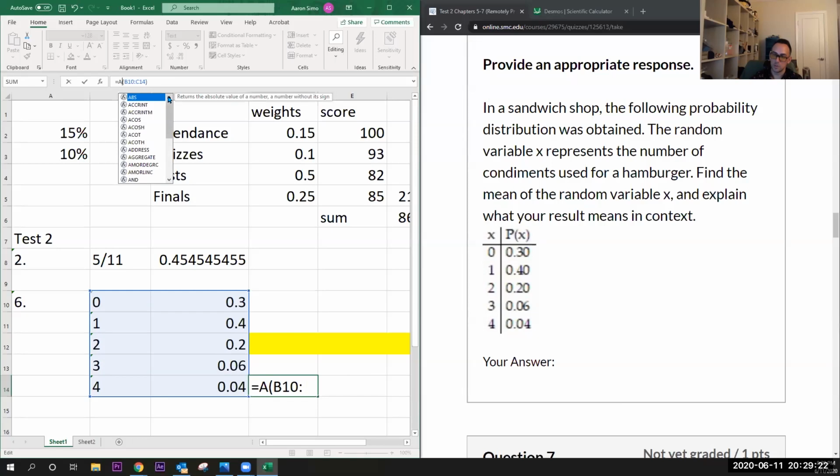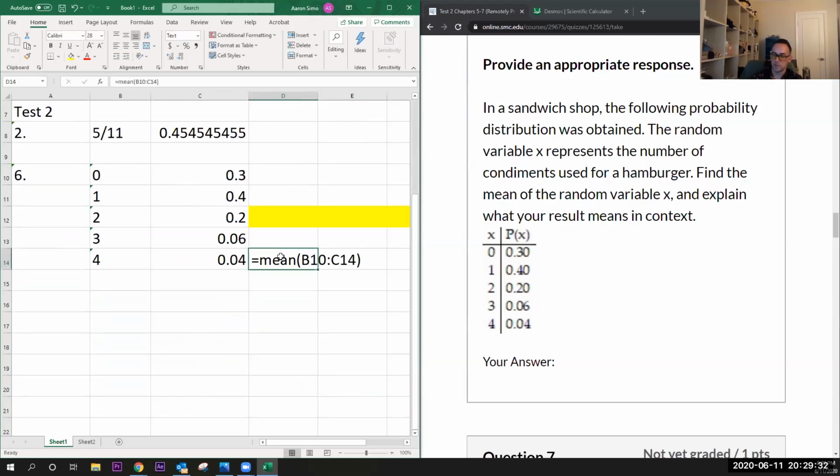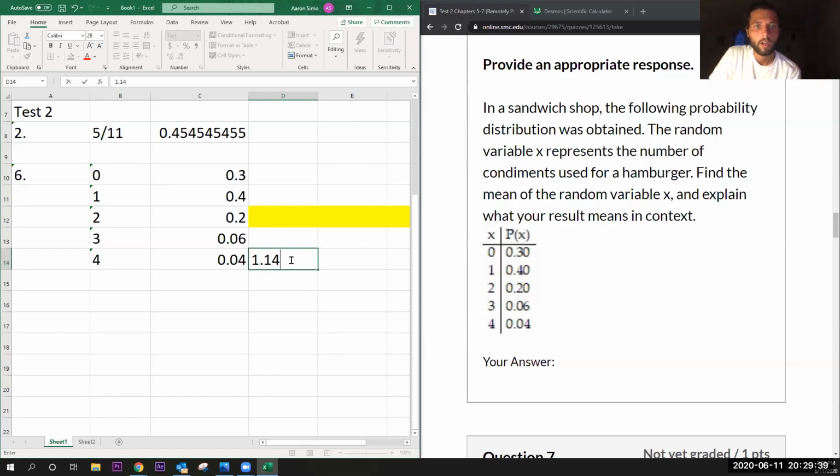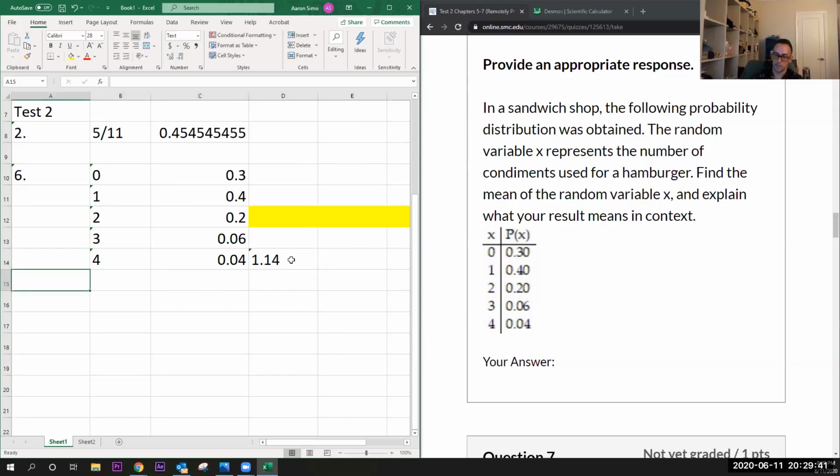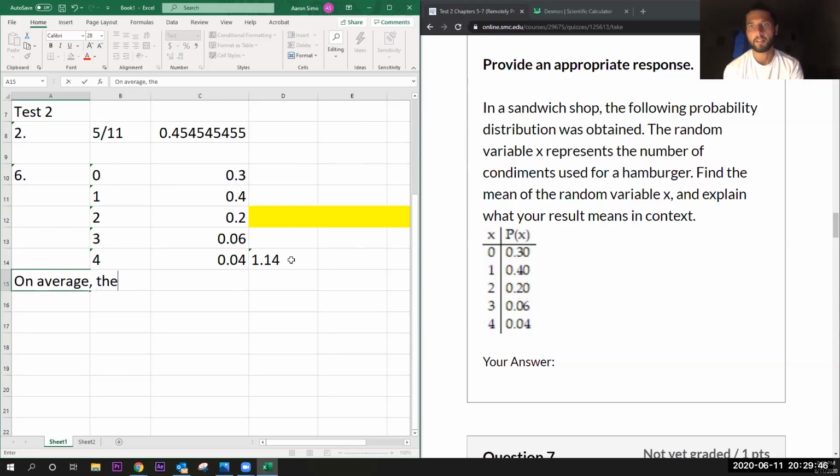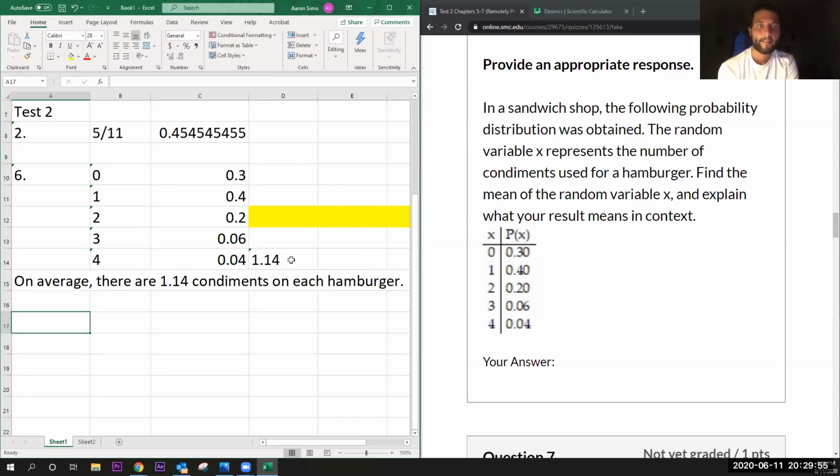All right, well, just skip it now. You got 1.14. And then explaining it, remember you would say on average, there's 1.14 condiments on a hamburger. Yeah, good.